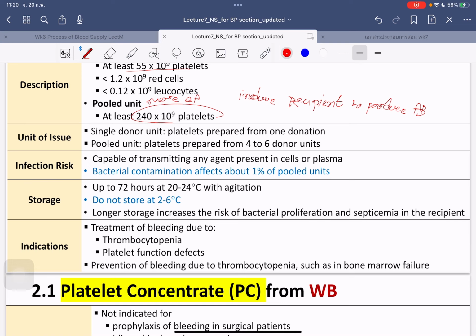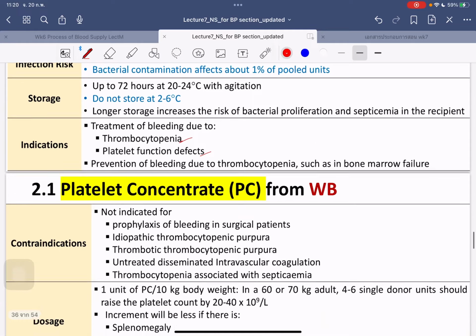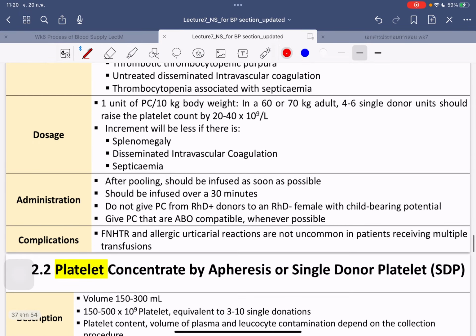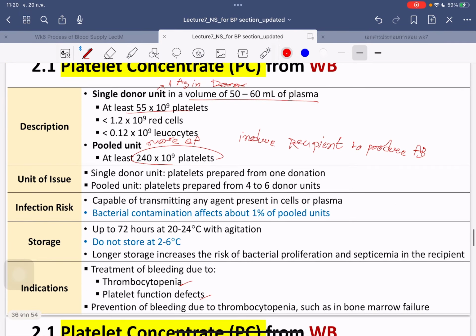So for the indication of use of platelets, ask yourself, what is the function of platelets? Stop bleeding, right? Such as in thrombocytopenia, low platelet number or platelet function defect. If you add platelets in, it can restore the function of platelets. Actually, I will not recommend that you remember everything, but I would like you to ask yourself what is the function of platelets and add that to patients.